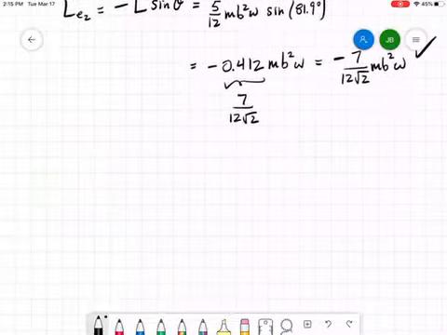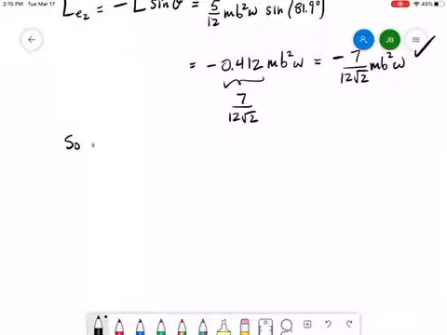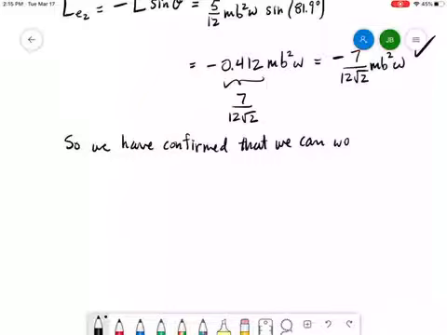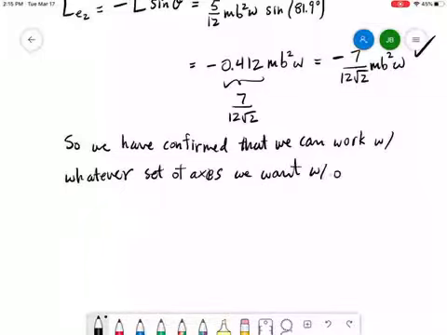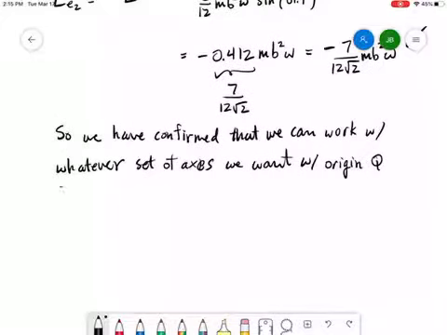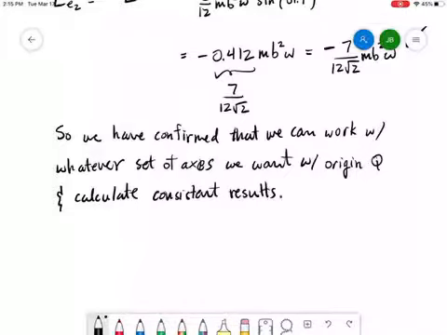So what we've done then is we've confirmed that we can work with whatever set of axes we want, with origin Q, and calculate consistent results. It's just much more convenient.